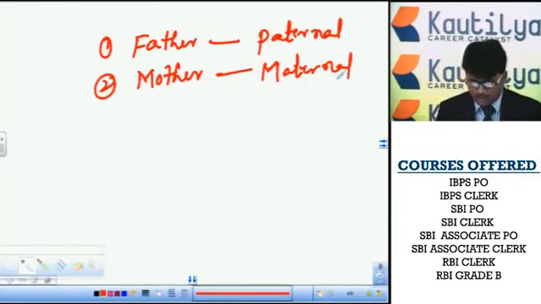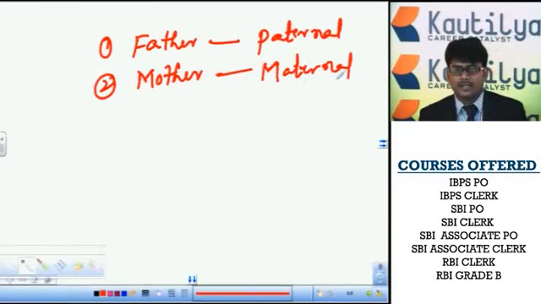Okay, the blood relations are of two ways. First from the parent side, second from the partner side. The partner side relations are classified into two ways. The first one is from the father side, the second one is from the mother side. The father side relations are called paternal relations, mother side relations are called maternal relations.